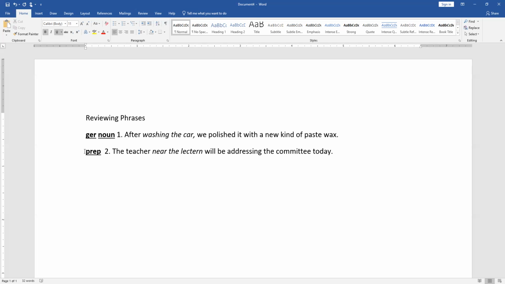Adverb? Close. But who is near the lectern? Right. It's describing a who. So it's answering which teacher, the one near the lectern. If it were answering where the action was happening, then it would be an adverb. But in the way that it's written, it's describing the teacher. So it's an adjective.